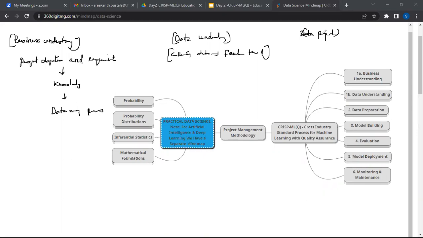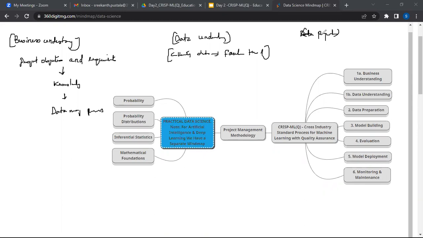All these are different things that we are going to do in data preparation. So what about model building? When we look into the model building part, we select and apply a variety of modeling techniques and calibrate tool parameters to optimal values. So we'll be looking into different modeling techniques, and we are going to calibrate the tool parameters. That is called hyperparameter tuning, which we are going to do.